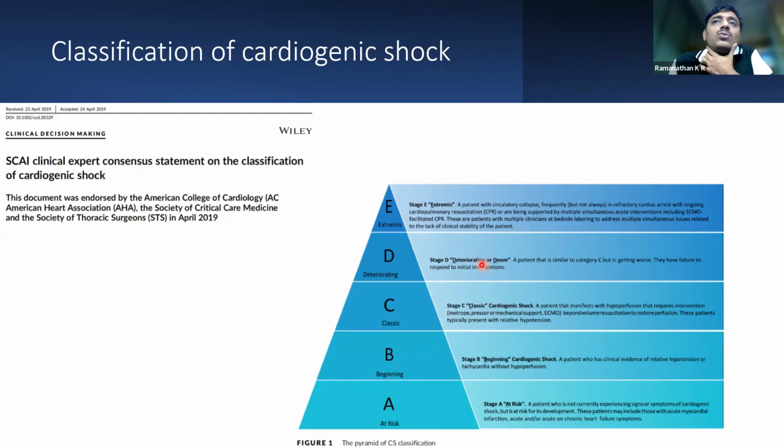And the last patient is the one who is in extremis, who is almost on the verge, or who has ongoing CPR. Now, what do each of these strata say? So SCAI class A identifies that patient who is at risk, who doesn't have any symptoms or signs of cardiogenic shock, but he's at risk for developing cardiogenic shock.